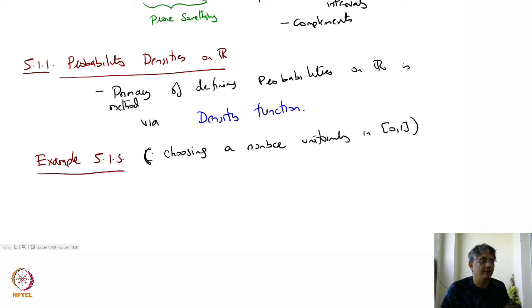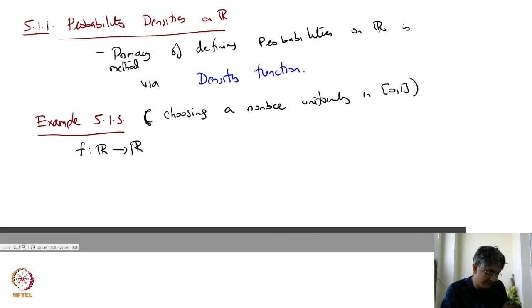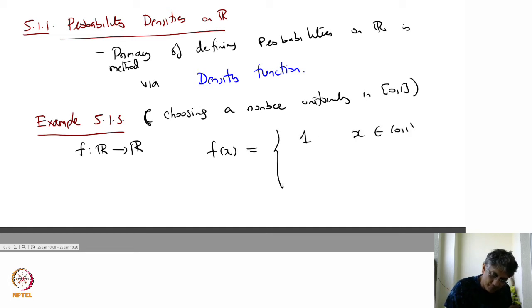Very good. So now what do I do here? I say let f be a function from the real line to the real line. I take a function f. The function will have two properties. One is it's going to be 1 in the interval 0, 1, and it's going to be 0 otherwise. That's my function. Is it clear? That's the function.